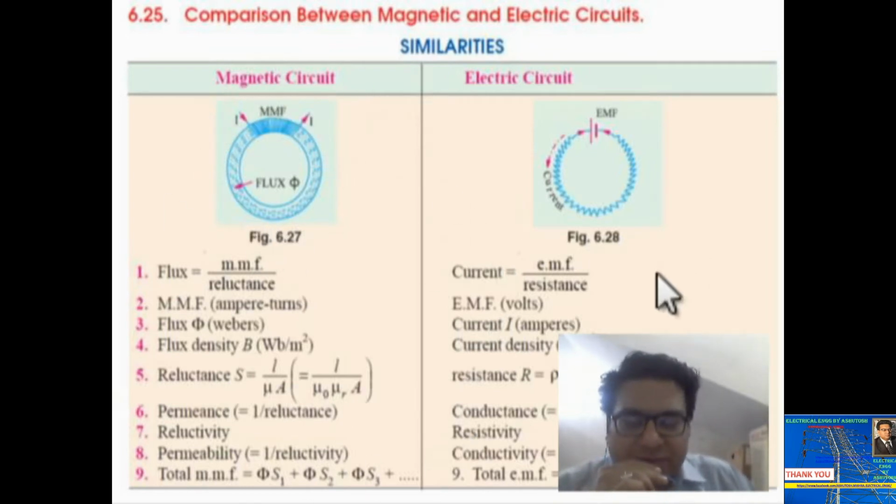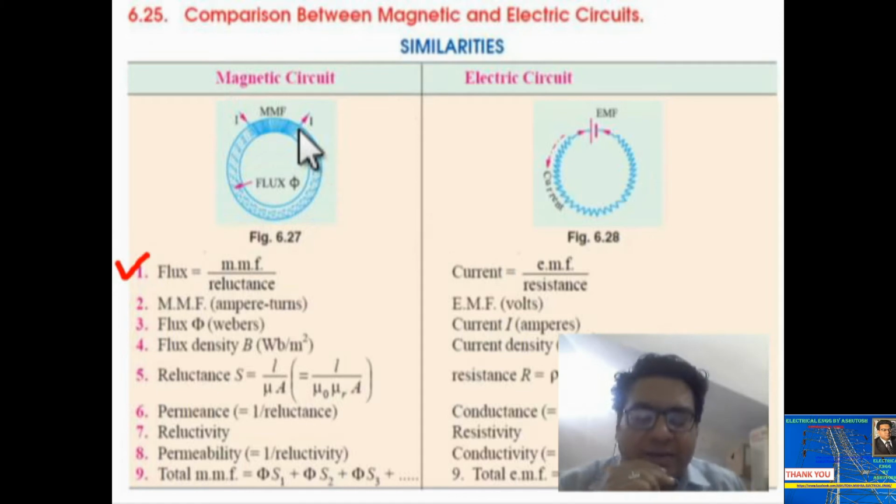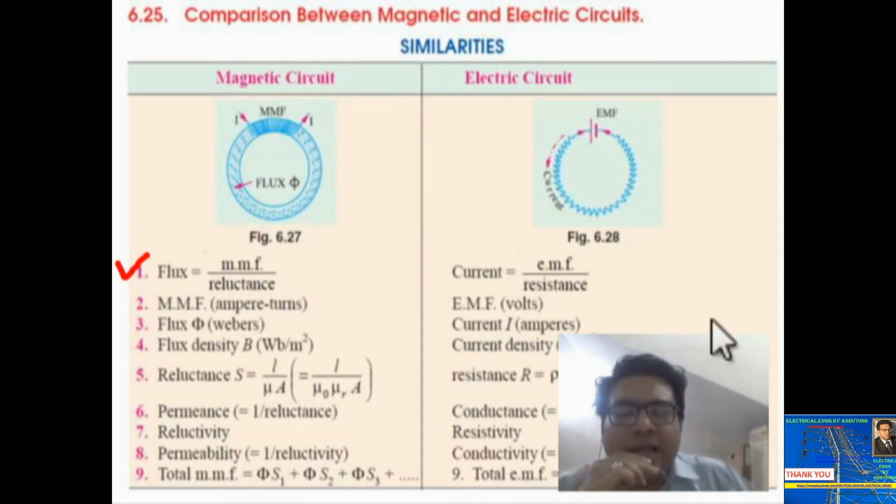And a transformer is also a very important example of a magnetic circuit, so we will see it later. And so guys, here there will be flux. So point number one, in the magnetic circuit there will be an iron core and windings, which will be wound on the same iron core. So guys, the first difference between magnetic circuit and electric circuit is that flux will be there. In a magnetic circuit there will be flux, and the formula for flux is equal to MMF upon reluctance.